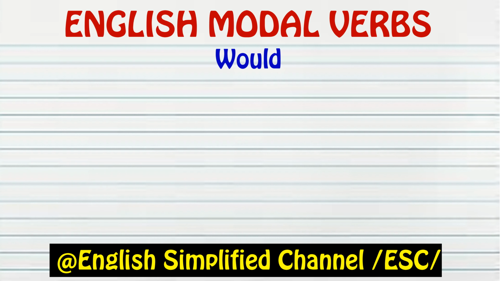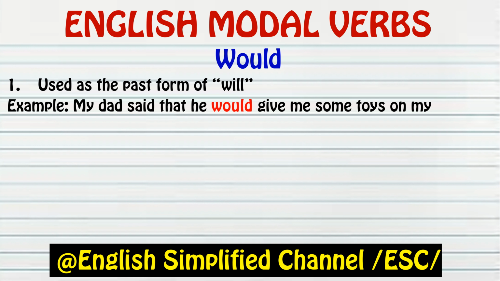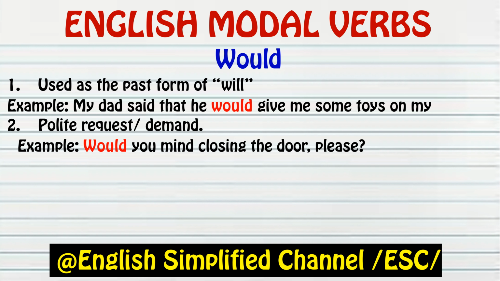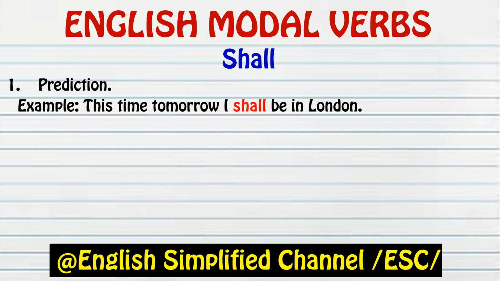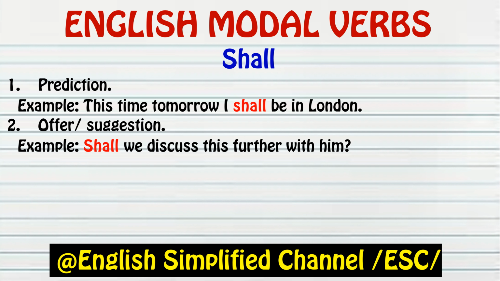Would. Would is used to express 1. Used as the past form of will. Example, my dad said that he would give me some toys on my birthday. 2. Polite request, demand. Example, would you mind closing the door, please? Shall. Shall expresses 1. Prediction. Example, this time tomorrow I shall be in London. 2. Offer, suggestion. Example, shall we discuss this further with him?